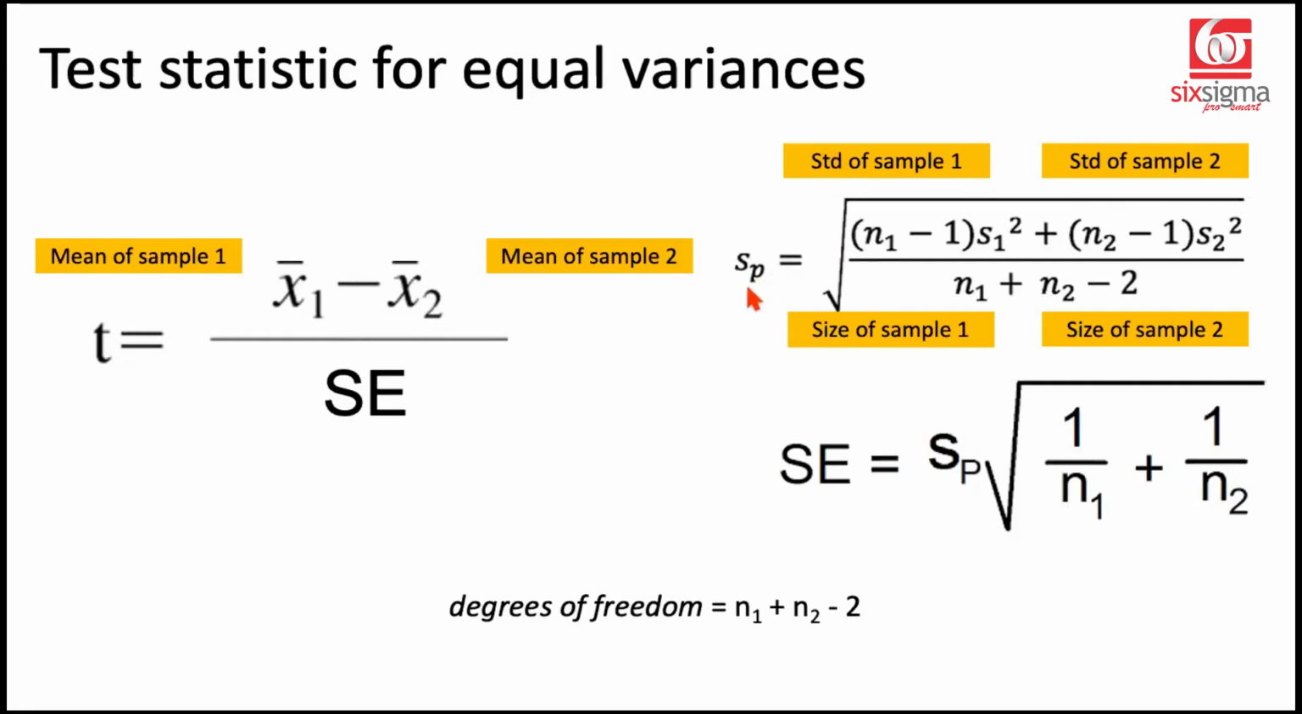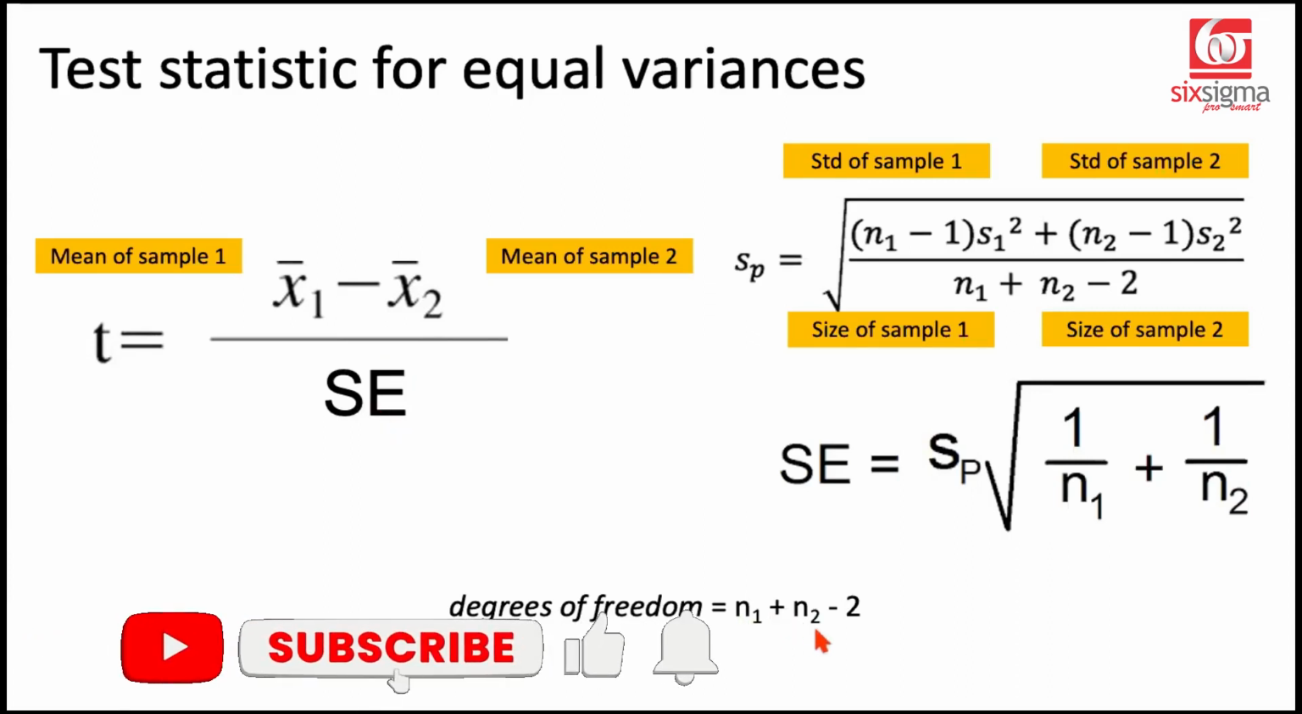Once you calculate the pooled standard deviation, in order to calculate the standard error, you have to put the pooled standard deviation and multiply it by the square root of 1 divided by n1 plus 1 divided by n2. So this is the calculation. And once you put these values here, you can calculate the t-statistic. The degrees of freedom, this concept was explained in the previous video on the one-sample t-test. Because you have two samples now, it will be n1 plus n2 minus 2.